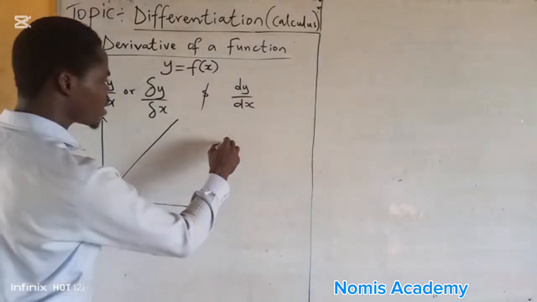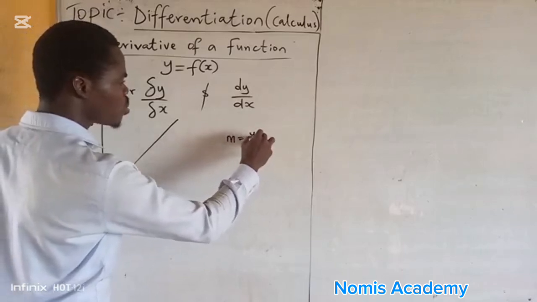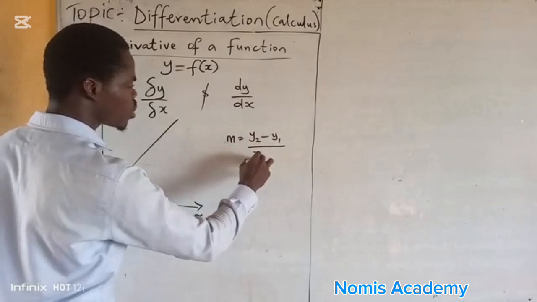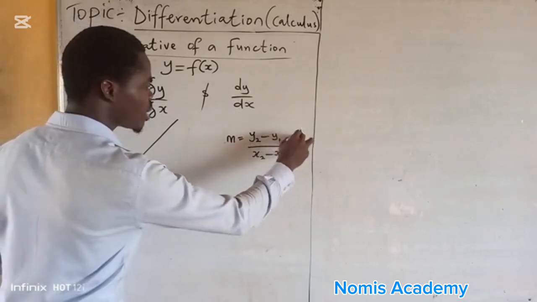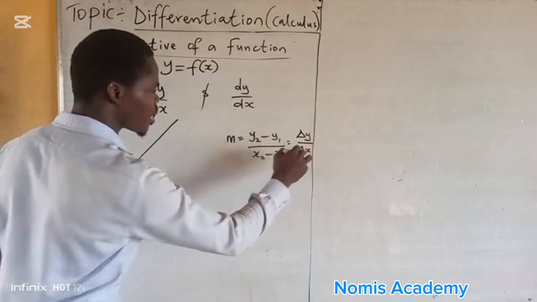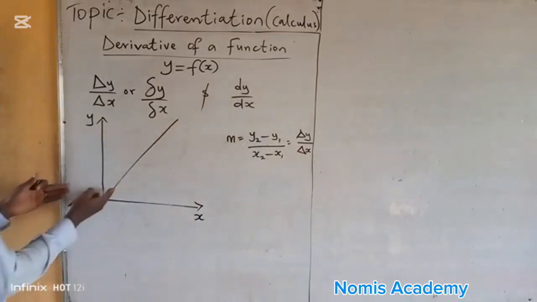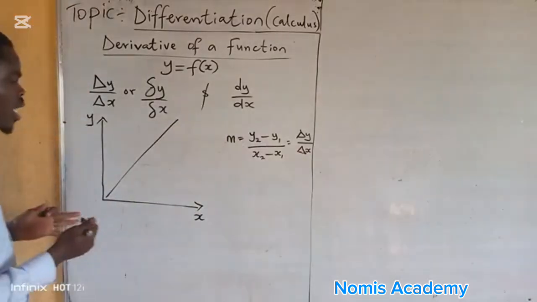We can also write it as m equal to y2 minus y1 all over x2 minus x1. Same thing as change in y all over change in x. So this is called the slope of a straight line, or the gradient of a straight line.